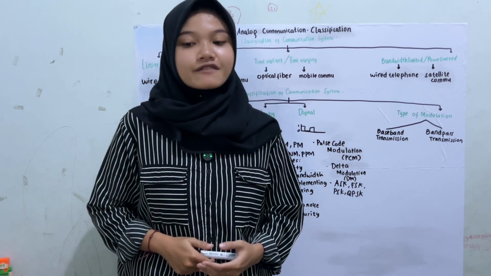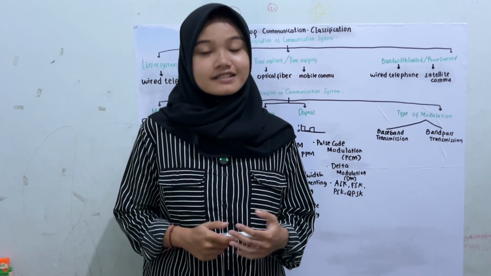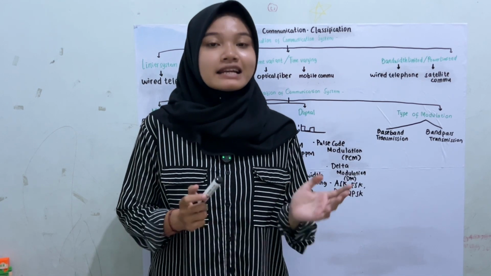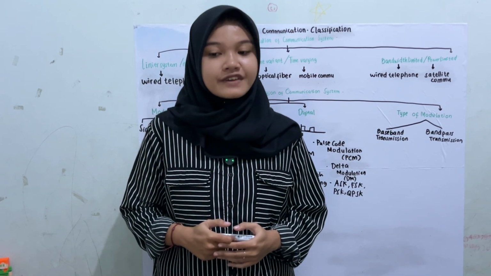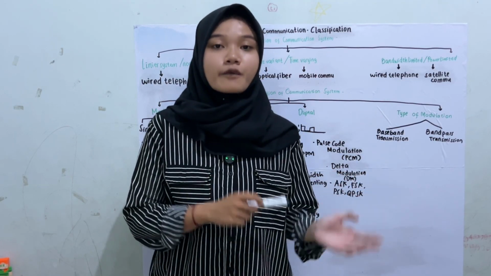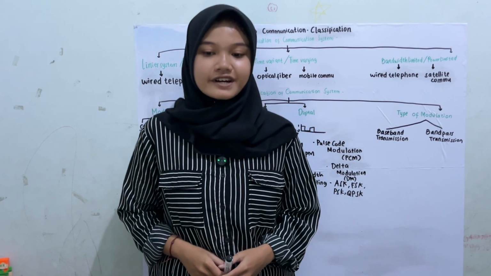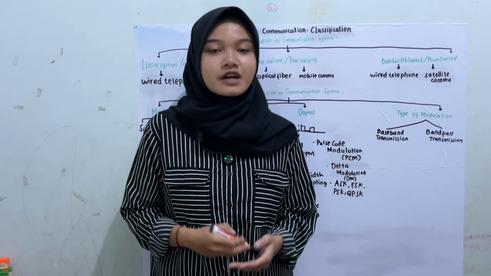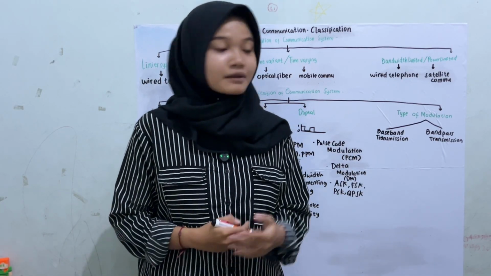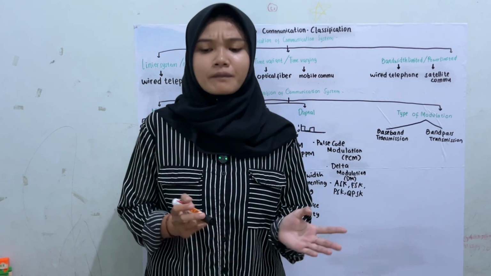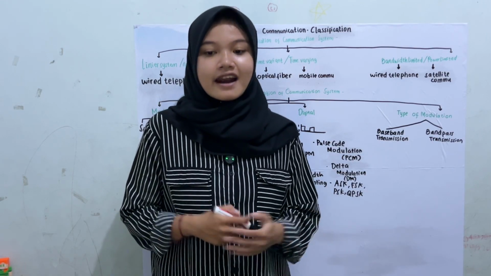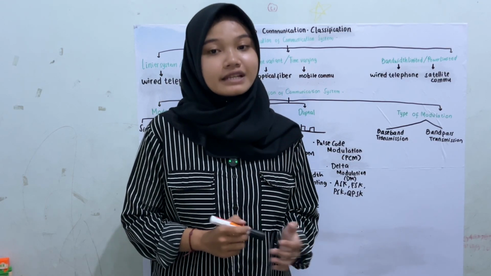So far, we have discussed the characteristics of communication systems, their transmission modes, and the types of the signal they use. Now, let's move on to the final classification, which is based on how the signal is transmitted from the transmitter to the receiver. There are two main types of signal transmission. The first is baseband transmission and the second is bandpass transmission. Although both methods are used to deliver information, they work in different ways and are designed for different communication needs.